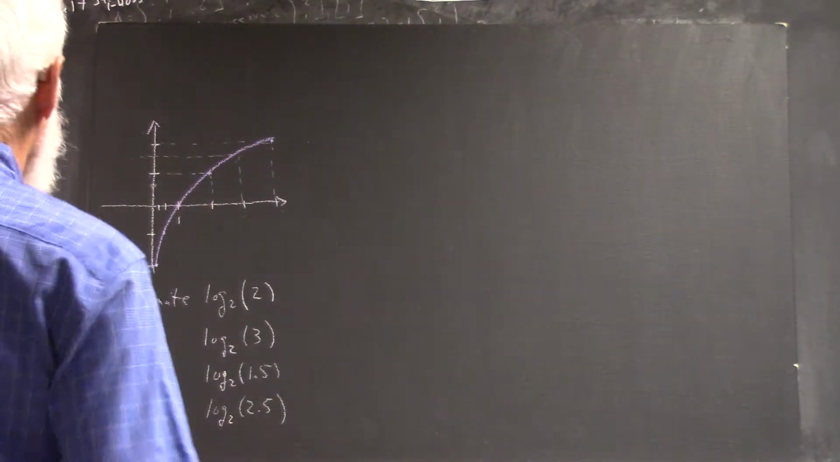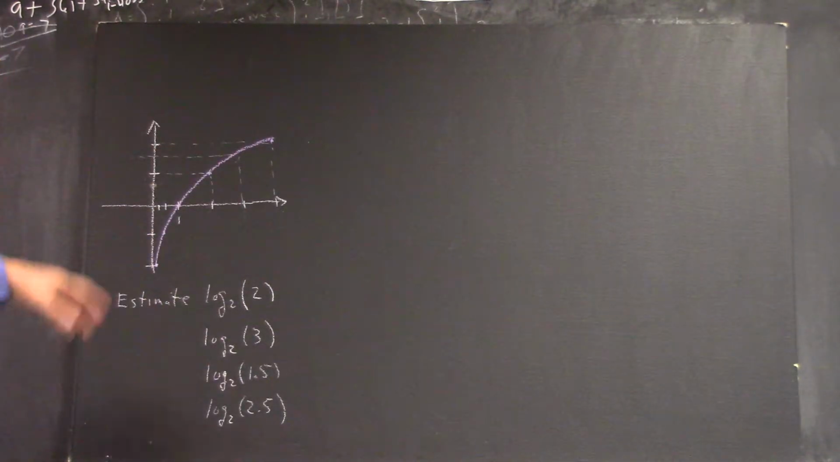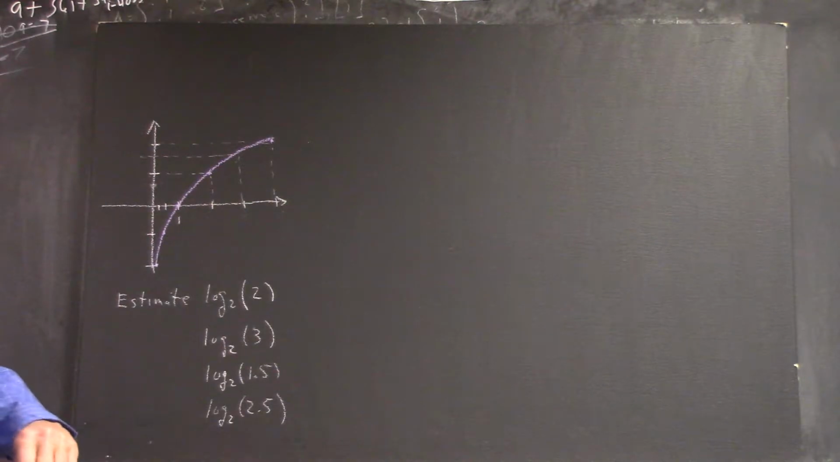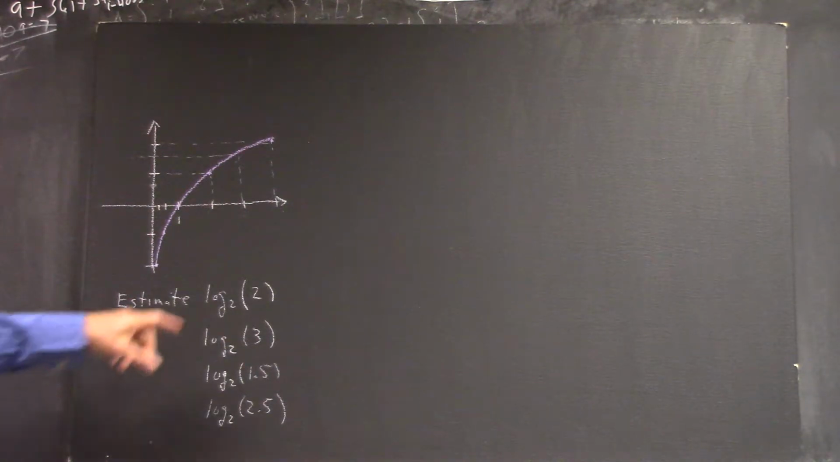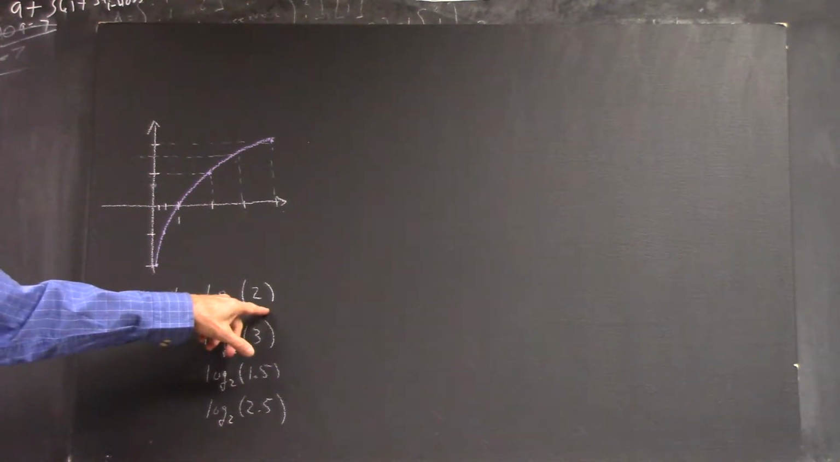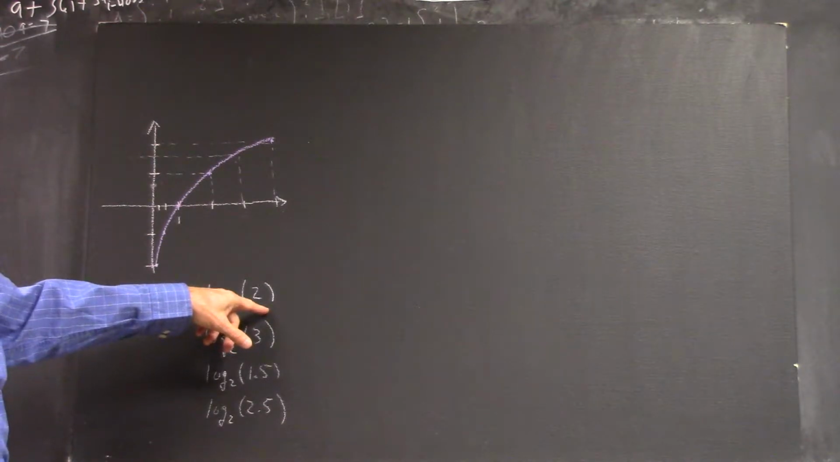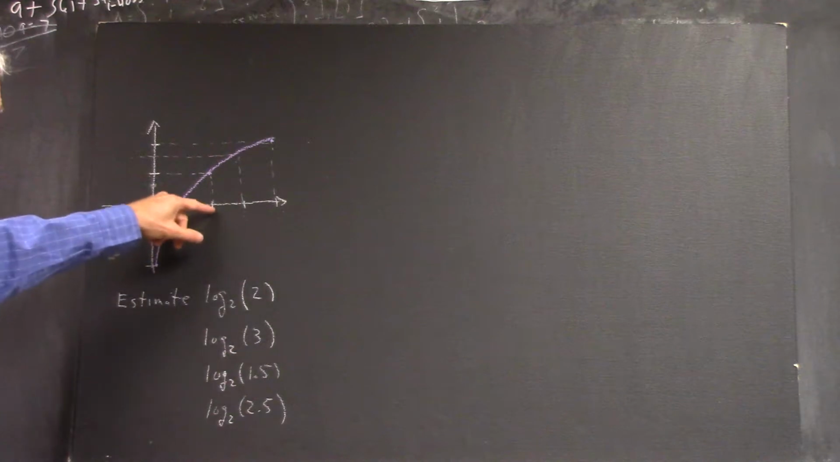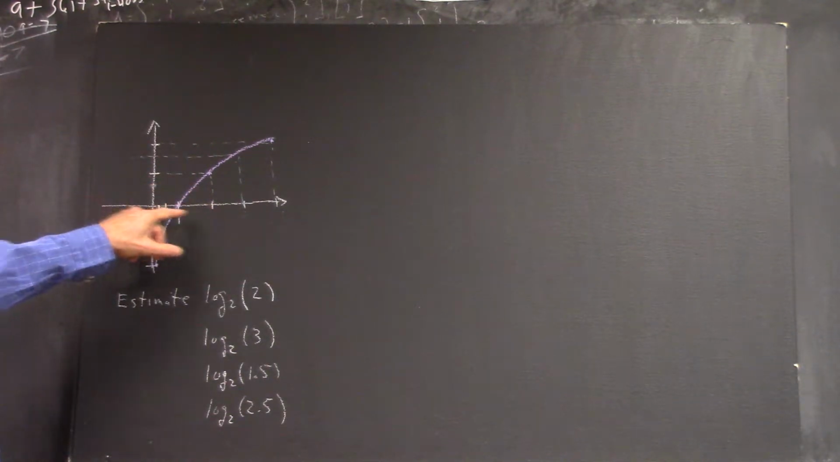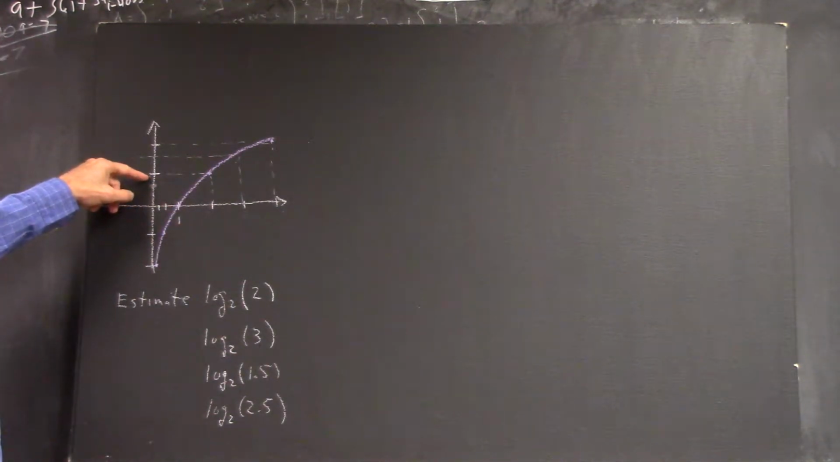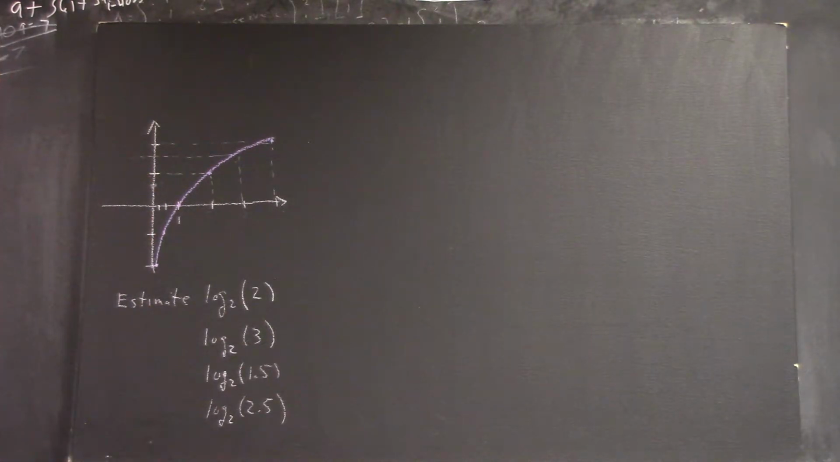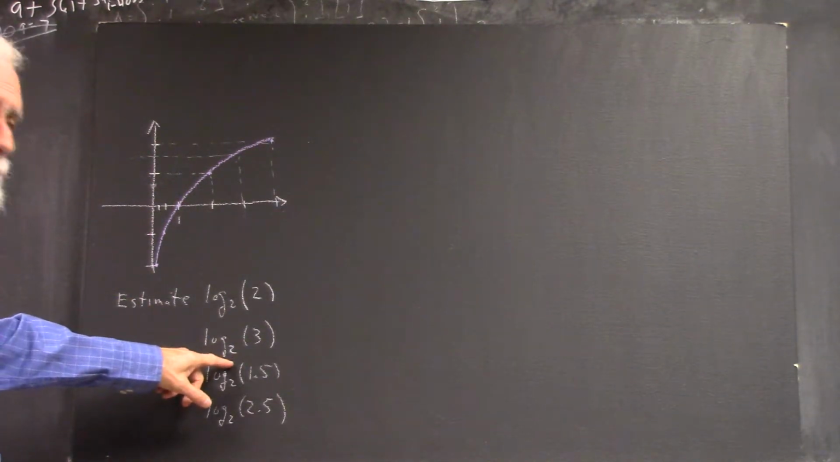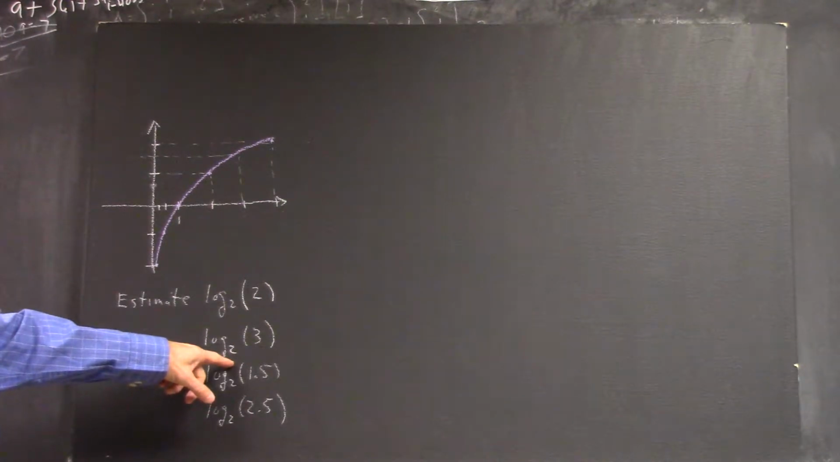Okay, I've got a reasonably representative graph of the log base 2 function. When you estimate log base 2 of 2, well, actually, that's not an estimate. We know exactly what that is. It's 1. Okay? And, of course, on the graph, the point corresponding to x equals 2 is y equals 1, right? There's a y coordinate of 1. But then we asked to do log base 2 of 3.